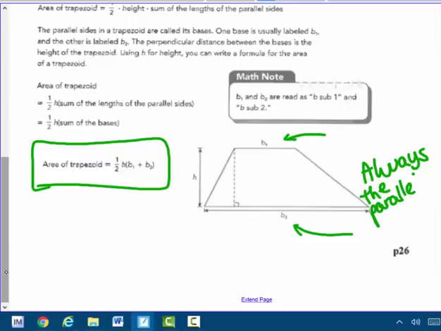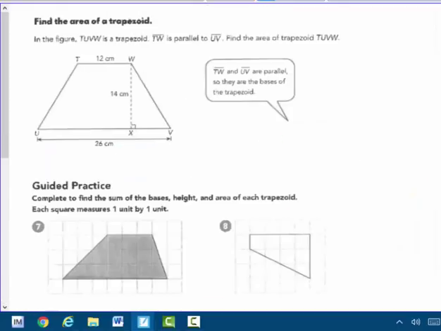There's only one pair of parallel sides, so you've got to find those. And then the height, remember, that's going to be the dotted line with the box, the 90-degree angle. So look for the box. That's the height. So let's look at this trapezoid. In figure TUVW, it's a trapezoid. TW is parallel to UV. Well, we could have probably figured that out without them telling us that these sides are parallel.